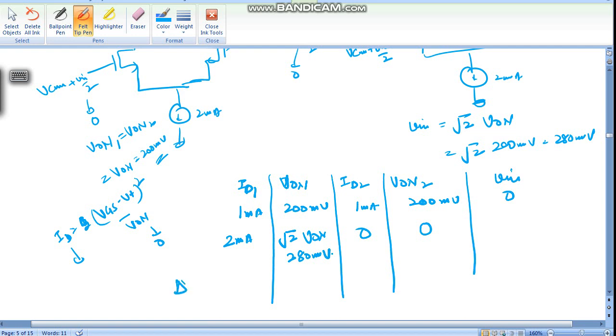So how much is the delta change? Delta VON here changes from 200 to 280, that is plus 80 millivolt, it will go up. Here how much will delta VON change? From 200 to 0, so it is minus 200 millivolt. So in this case the new VON is 280 millivolt.